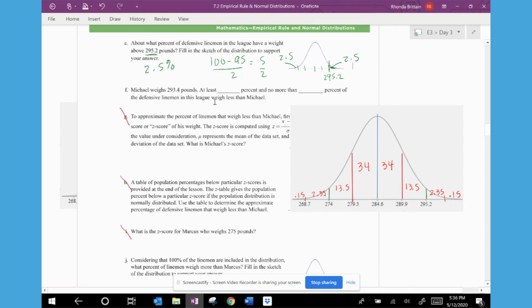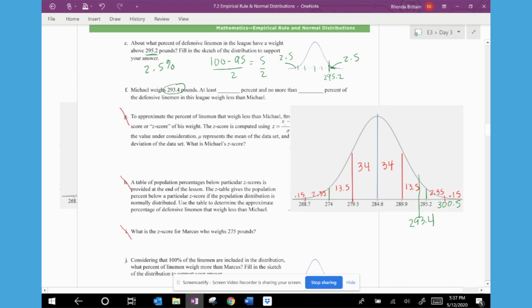And then finally on part F, it says that Michael weighs 293.4 and we need to figure out at least blank percent and no more than blank percent of the defensive linemen in this league weigh less than Michael. So by having this diagram, again, this is going to help us determine the answer to part F. So we're going to notice that 293.4 is not on the labeled 1, 2, or 3 standard deviations above or below the mean. I'm going to put in my 300.5. But we do know that it falls somewhere in between 2 and 3 standard deviations above the mean. So this is approximately where Michael's weight is.